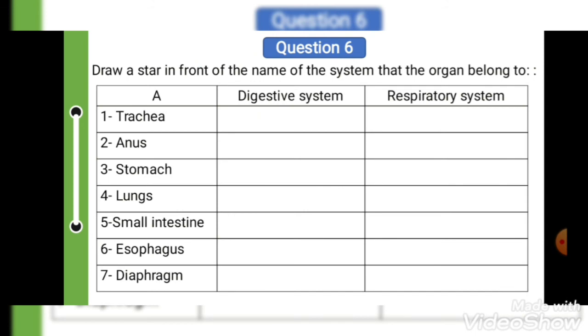Draw a star in front of the name of the system that the organ belongs to. Here we have two systems, digestive and respiratory, and we have many organs. You have to draw a star in front of the system. Trachea. It's in which system? Digestive or respiratory? Trachea is in the respiratory system. Anus, it's in the digestive system. Stomach, digestive system. Lungs, respiratory system. Small intestine, digestive system. Esophagus, digestive system. Diaphragm, respiratory system.